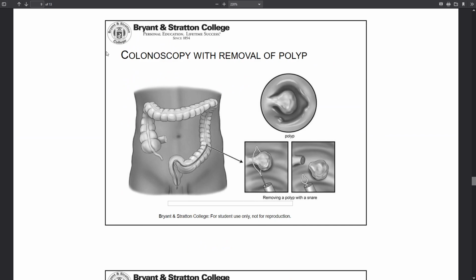So colonoscopy, polyps, masses on the inside of the colon. Typically, I would say on average, they don't really mean anything, but they can be indicative of other conditions.